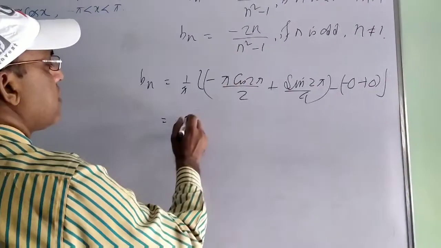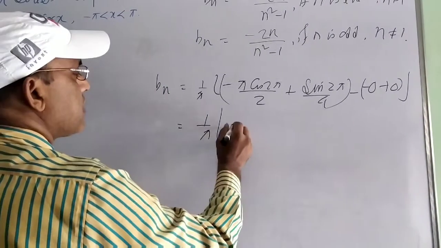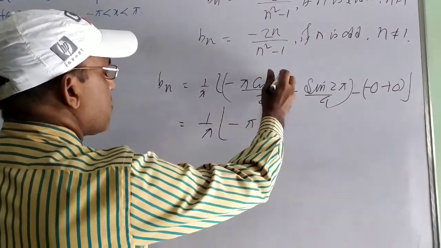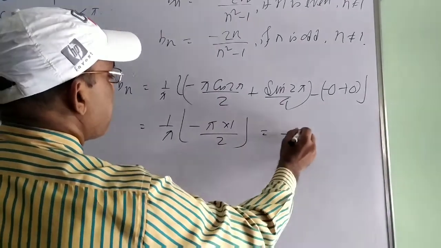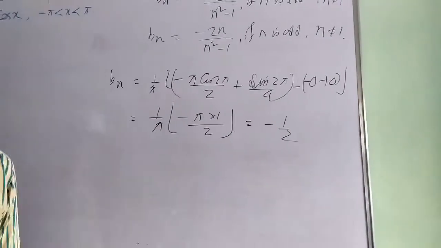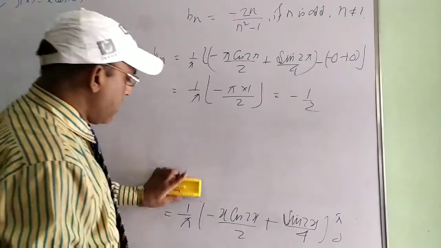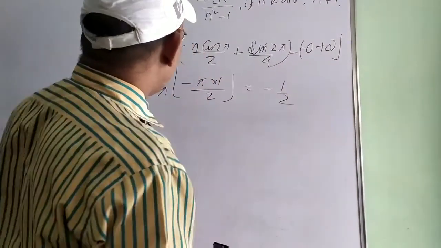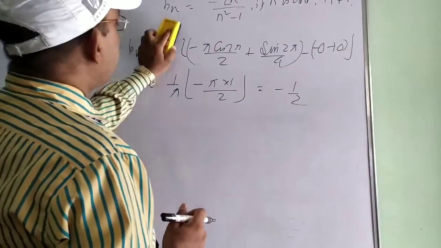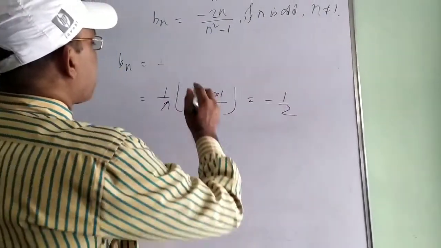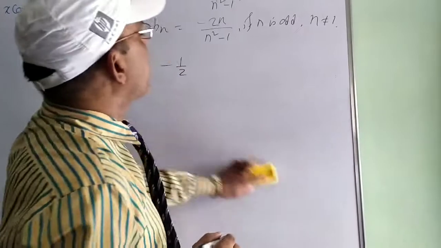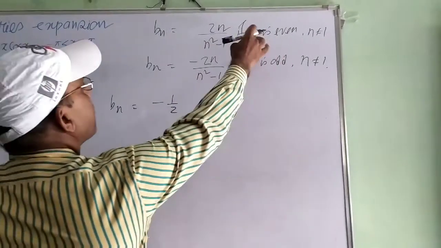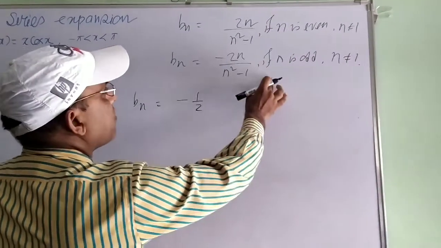So this is 1 by pi, this is minus pi, this is cos twice pi which is 1, this is 2, and pi cancels, giving minus 1 by 2. So at last we get B1 equal to minus 1 by 2. This is the Bn. Now we put the values here, even values here and odd values here.